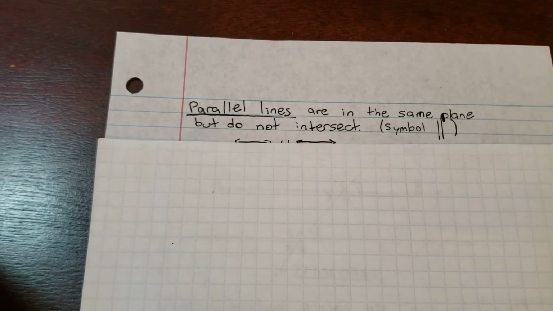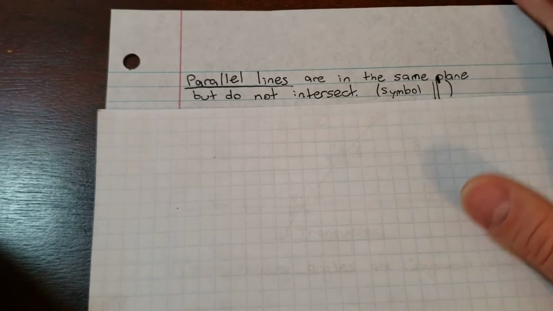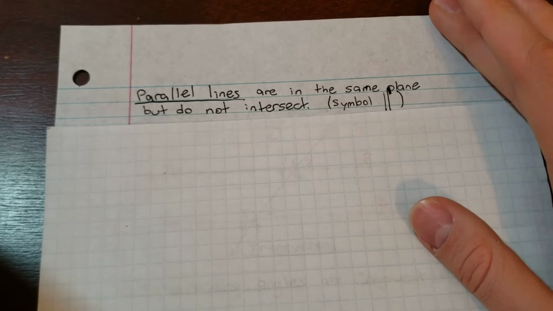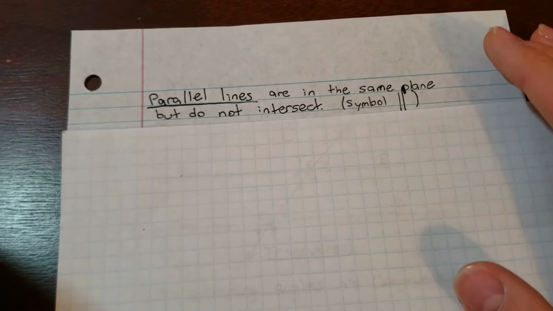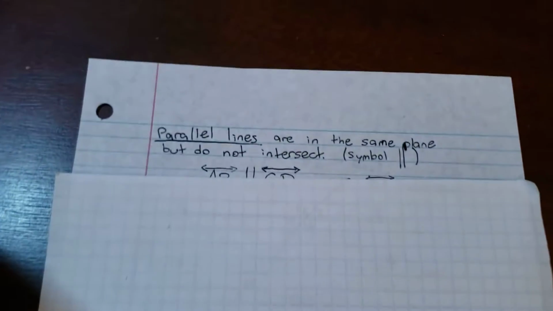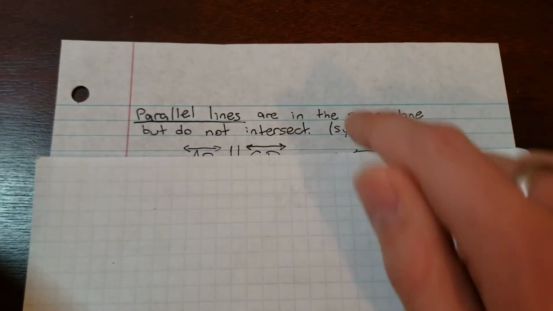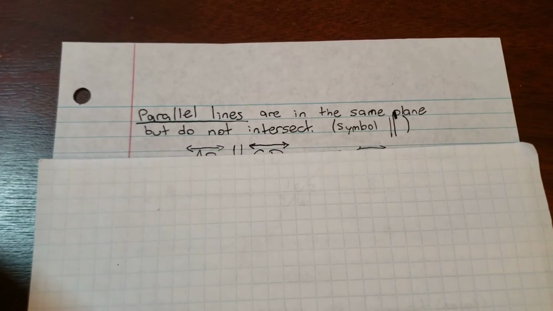Okay, final ones that we're going through. I know this is a long video. Parallel lines, they have to be in the same plane. Remember, we talked about planes yesterday. So it's like they'd have to be on your same piece of paper or on your desk or on the wall right here, right? Parallel lines are in the same plane, but they do not intersect. And this symbol, right, we've seen this before, is that they're parallel.